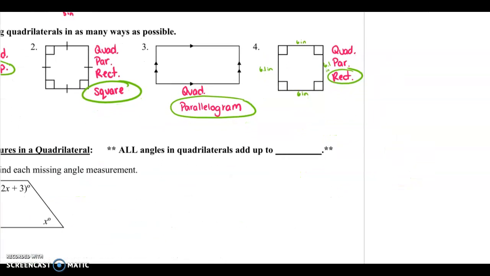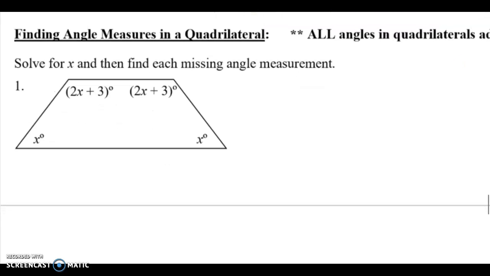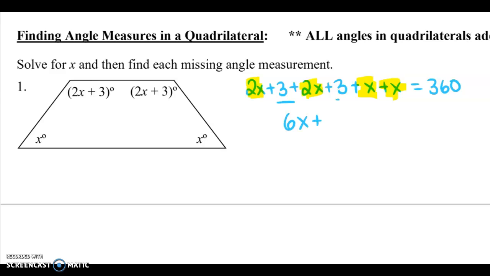All right, the sum of all the angles in a quadrilateral always adds up to 360 degrees. So our last algebra problem, we're going to add up these 4 angles and set them equal to 360. So 2x plus 3 plus 2x plus 3 plus x plus x has to equal 360 degrees. So adding all my x-like terms together, 2, 4, 5, 6. So I've got 6x plus 3 and 3 make 6 equals 360.